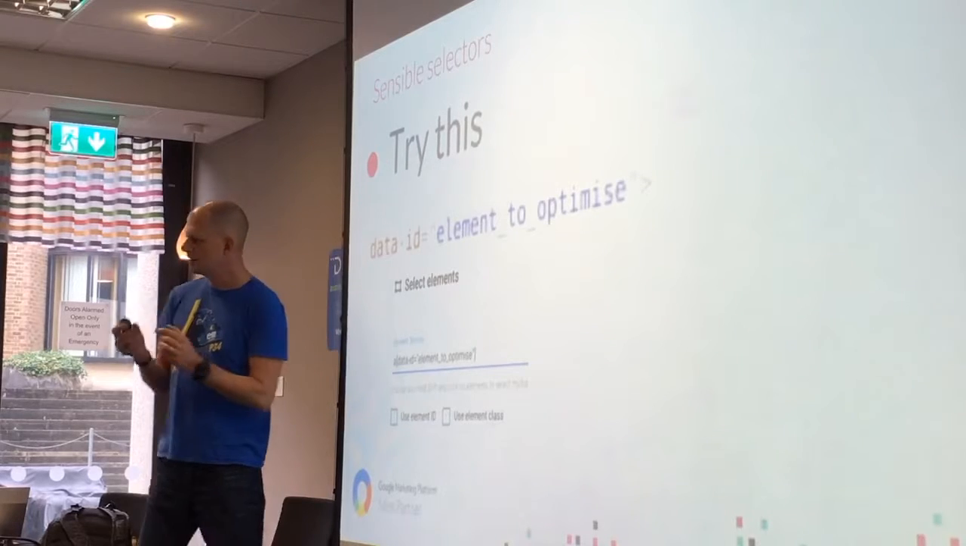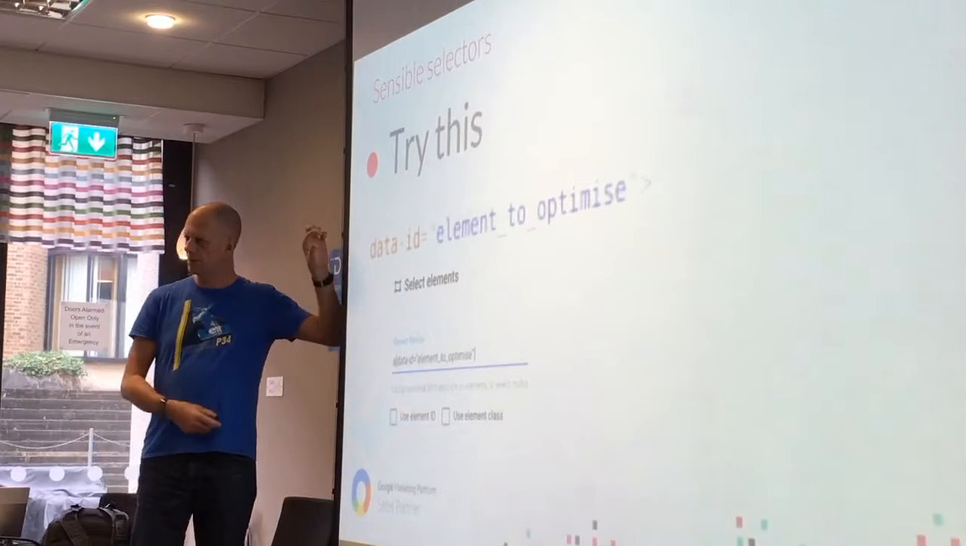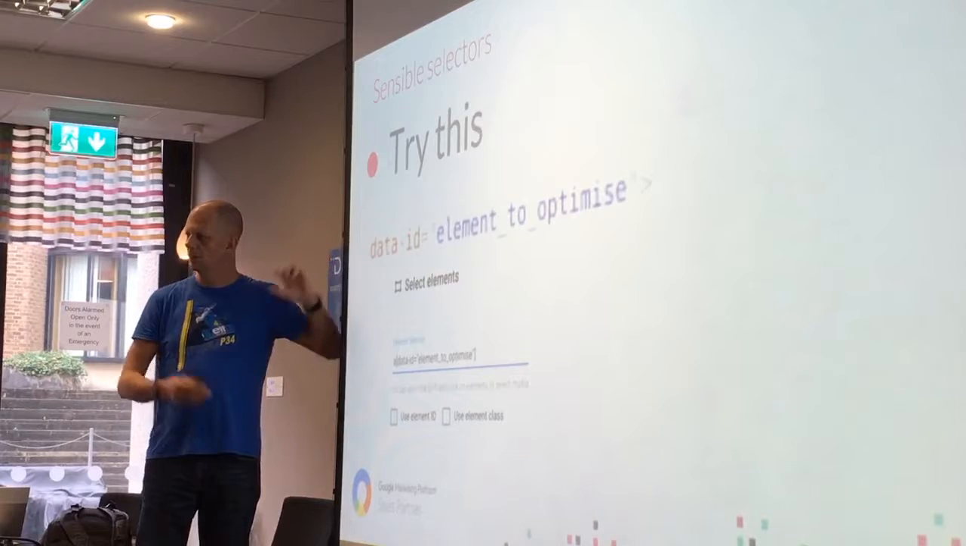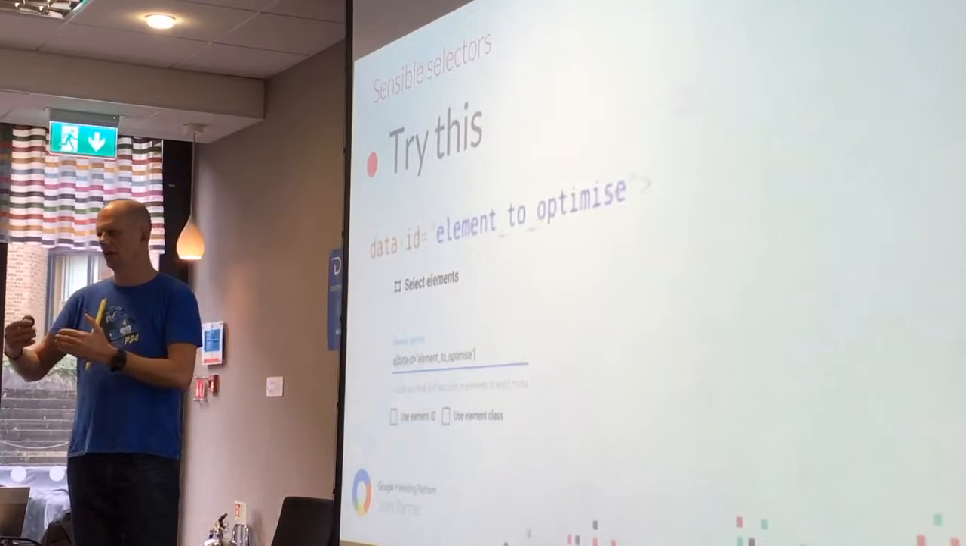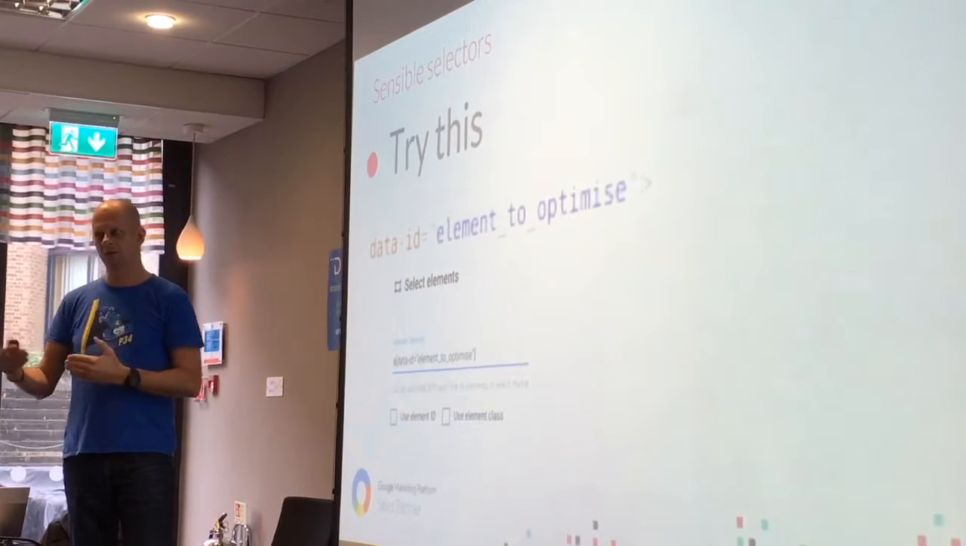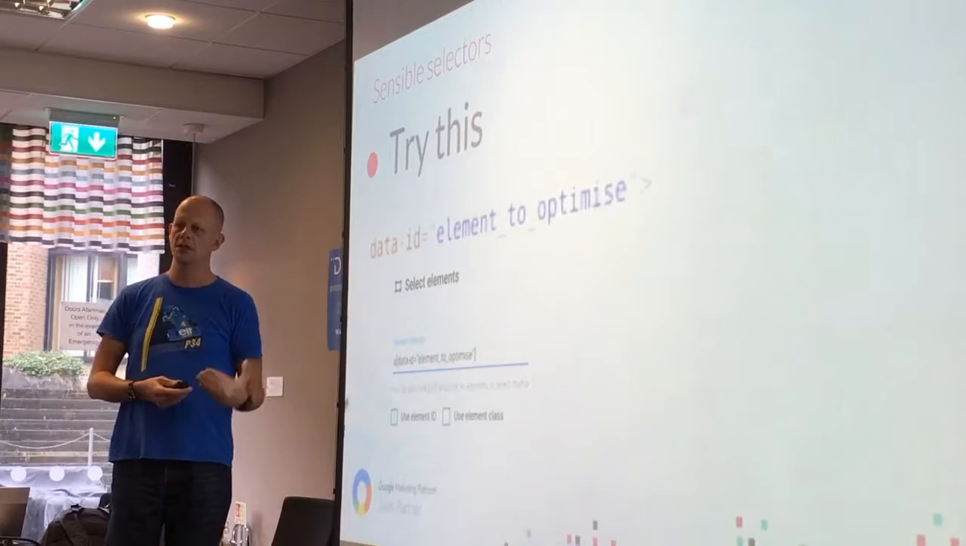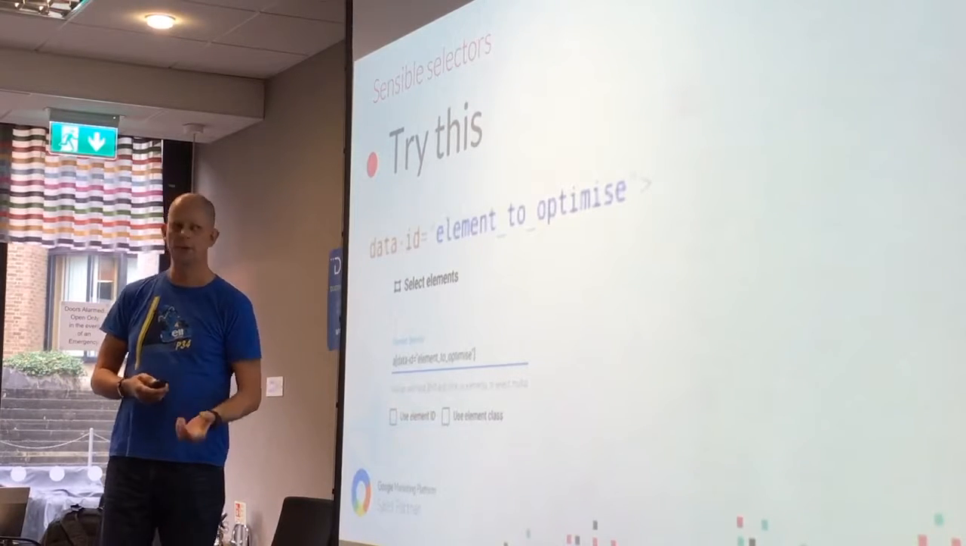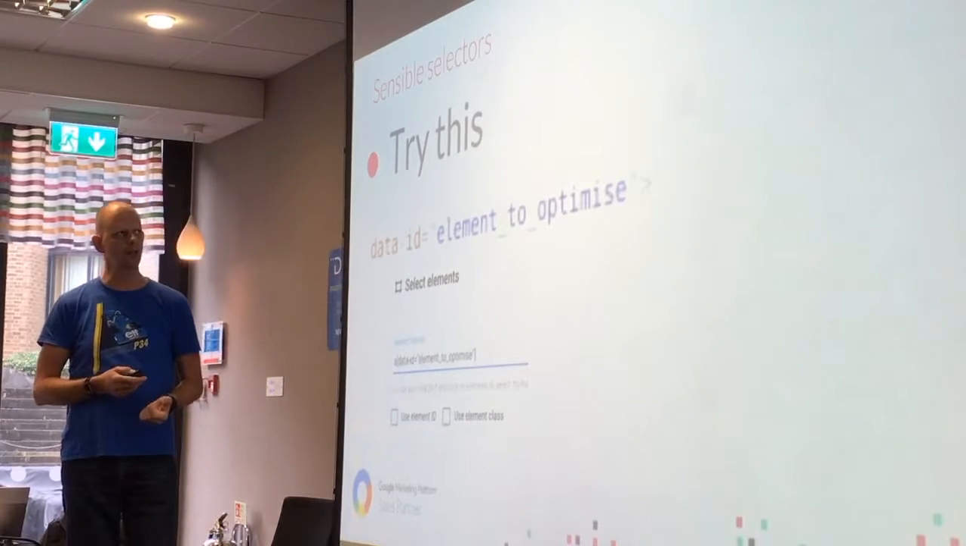Yes, it is a little bit more expensive and slower to reference a custom attribute on an element, but I'm happy to sacrifice that little bit of speed penalty for something that is reliable, and my test is going to be robust. So I'm happy to do that. Okay, give that a whirl.